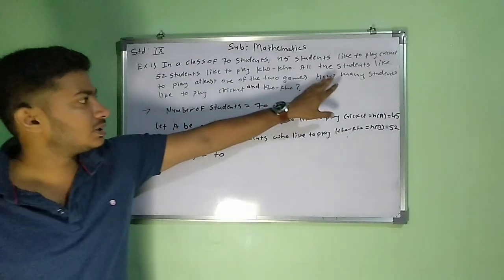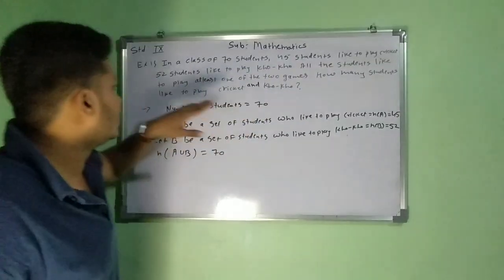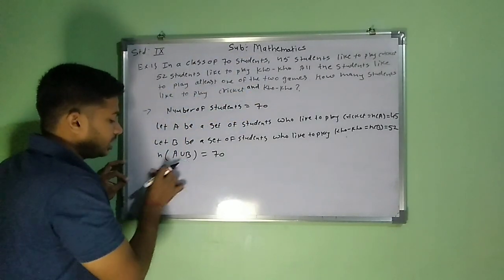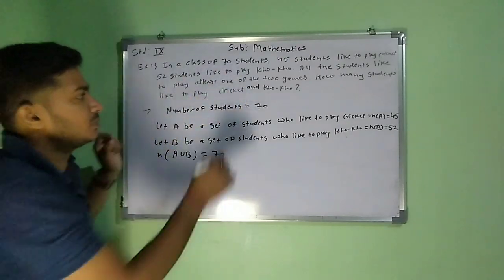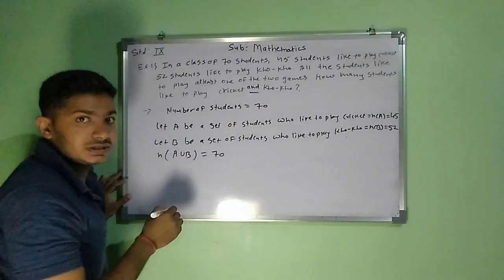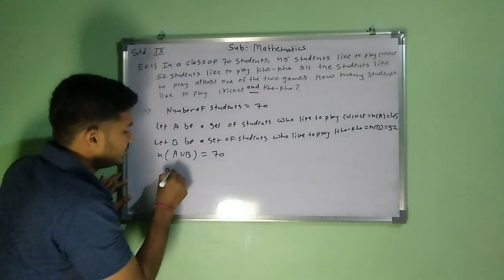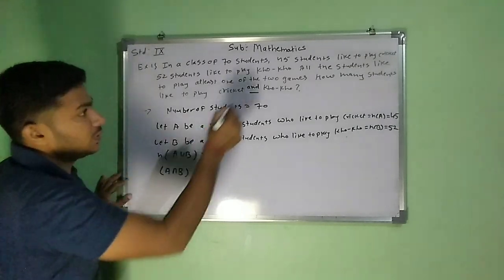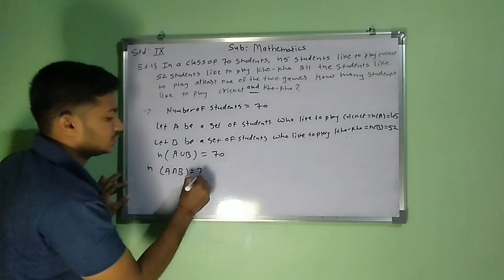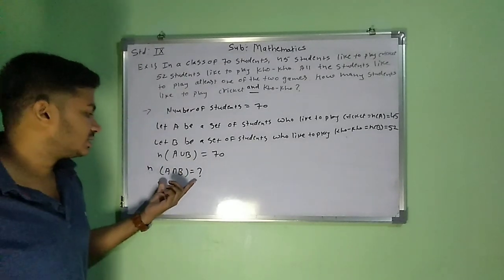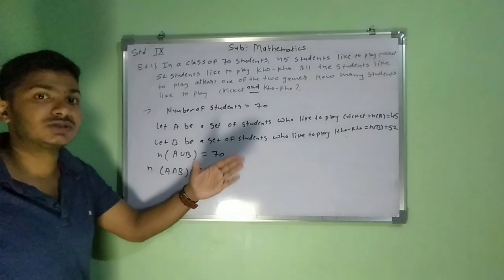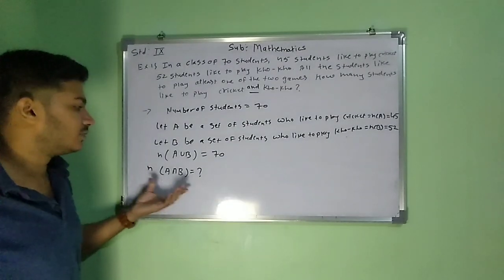After that there is one more statement, that is the question. How many students like to play cricket and Kho-Kho? That means we have to find the intersection. We know the definition of intersection of two sets: if there is an 'and', that means intersection. So we have to find A intersection B, the number of students in the intersection. So we have to find n of A intersection B. That means how many students like to play both cricket as well as Kho-Kho. That is what we have to find.